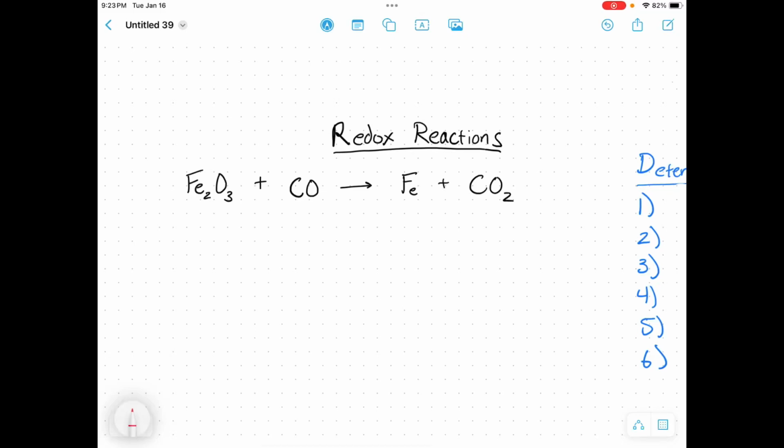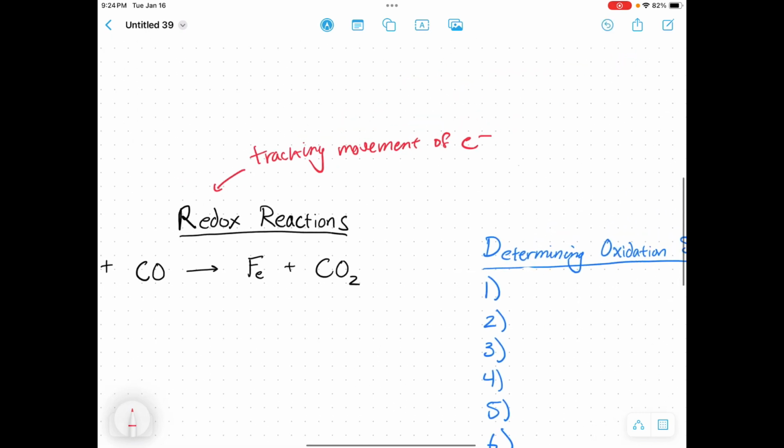All right, so our next topic is going to be redox reactions, also called oxidation reduction reactions. Pretty much what we're doing when we talk about redox reactions is we are tracking the movement of electrons. What I mean by this is we might want to look at maybe like an iron atom, and we want to see, oh, if I react it with this other compound, at the end of the reaction, did that iron atom end up with more electrons or less electrons?